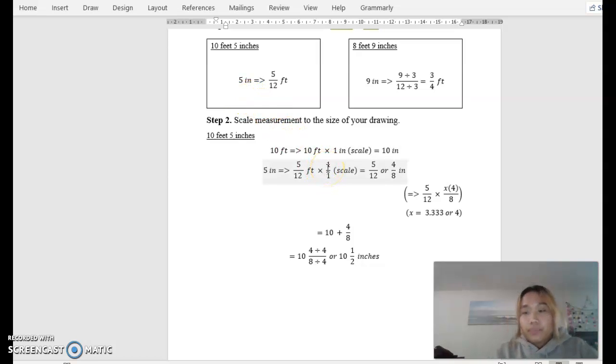So 1 over 1. It's understandable that if we don't have any denominator, it's considered 1. If we only have a whole number, that's considered divided by 1. So 5 multiplied by 1 gives us 5. 12 multiplied by 1 gives us 12. So since 5/12, we cannot draw that one in our scale, as I mentioned in the first question. Our first problem, we need to find for the x.